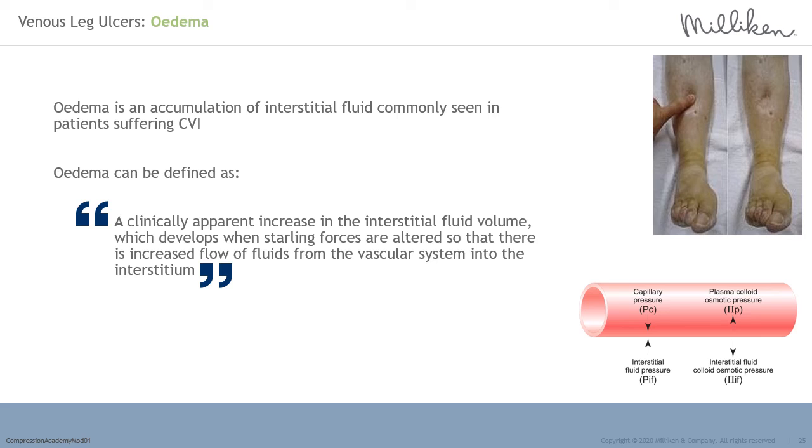Edema as a result of chronic venous insufficiency is commonly one of the first signs a patient will notice prior to the development of any notable skin changes or ulcer development. Edema is defined as a clinically apparent increase in the interstitial fluid volume, which develops when Starling forces are altered so that there is increased flow of the fluids from the vascular system into the interstitium.